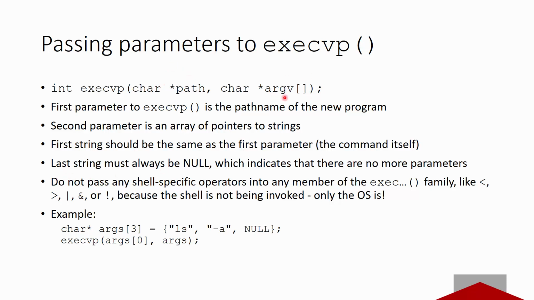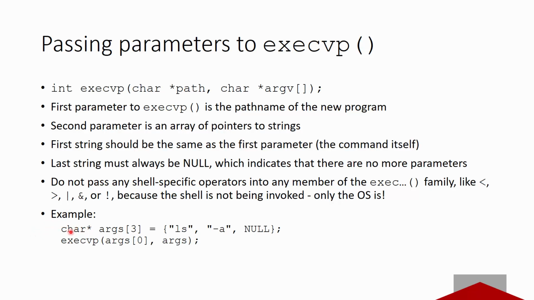And then the last one inside our array also has to be null, which says there aren't any more in the array. Note that this is an unsized array, so the null tells C, the compiler, when it needs to stop. And similarly, don't try to pass any shell-specific characters into this thing because they're not involved.